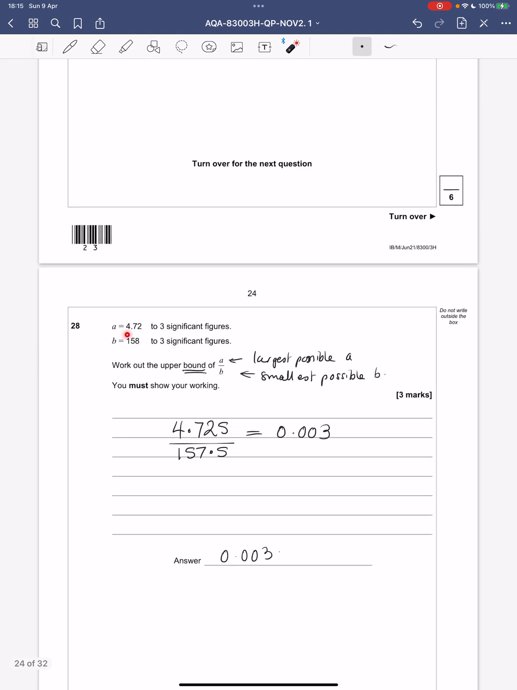28. A is 4.72 to 3 significant figures. B is 158. Work out the upper bound. You must show your work and you get 0 if you don't on this, because I looked at the mark scheme. When we're doing a division, we want the biggest possible one on the top and the smallest possible one on the bottom. So the biggest A is going to be 4.725. It's a bound as well, so even though it can't be 5, that's the boundary for it. And then the smallest possible B is 157.5. And if you do this division, it comes up as 0.003.